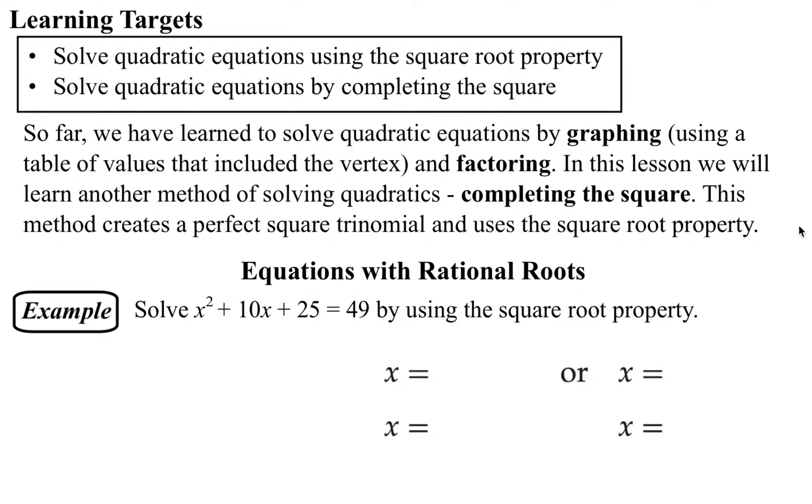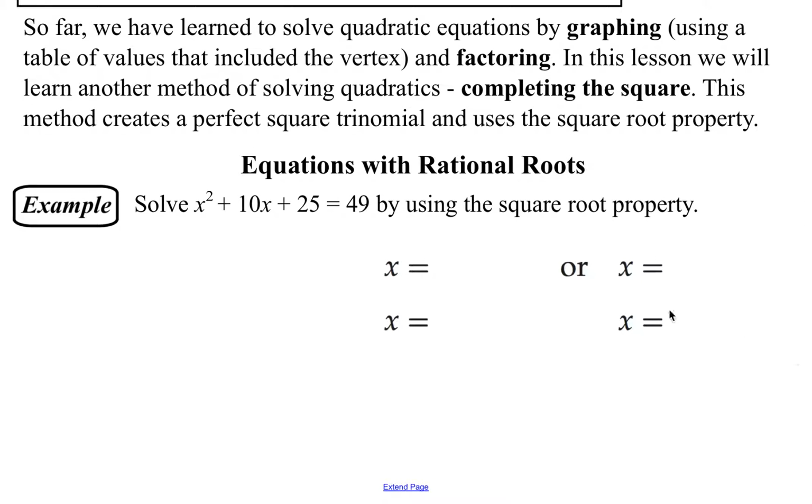So far we learned how to solve quadratic equations by graphing and by factoring. And we're going to add one more method to that today, and that is through completing the square. When we complete the square, this creates a perfect square trinomial, and we use what's called the square root property. So first of all, I want to start off with an example where you can actually solve this quadratic equation by using the square root property.